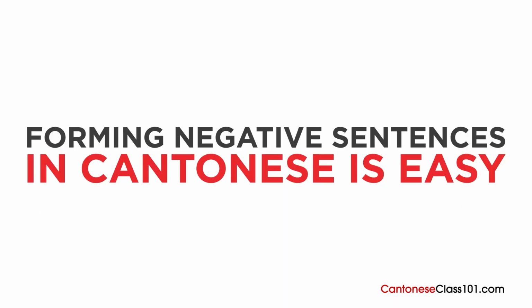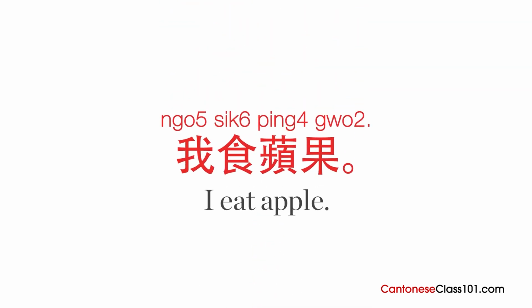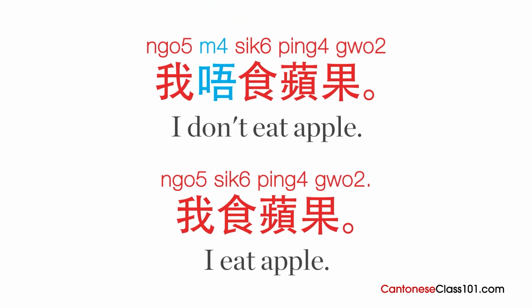Forming negative sentences in Cantonese is easy. In most cases, we just need to add the character for no or negation in front of the verb. Jinho, can you give us some examples? Of course. Let's use the sentence I eat apple. 我食蘋果. For example, to make it negative, just add 唔 in front of the verb 食 eat. 我唔食蘋果. I don't eat apple.